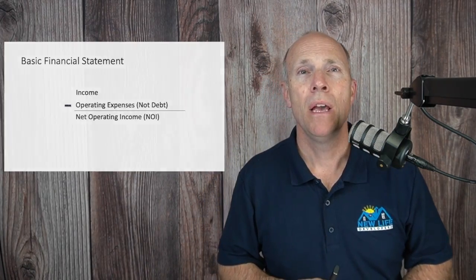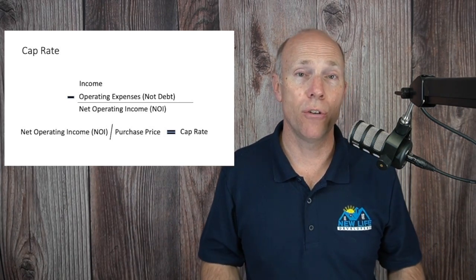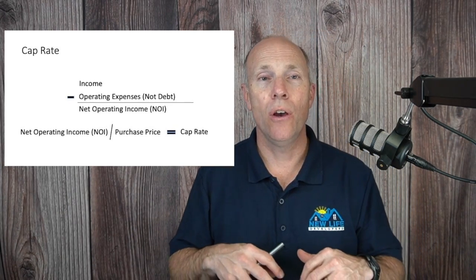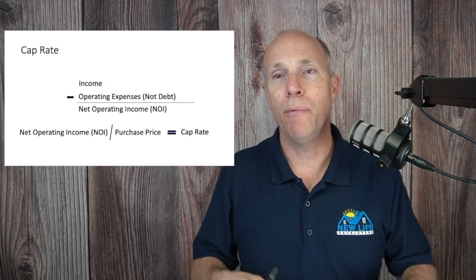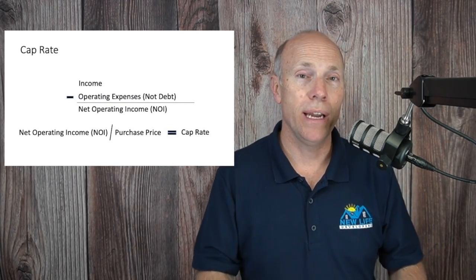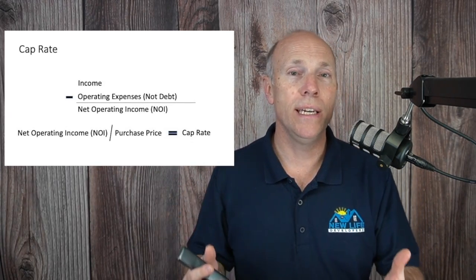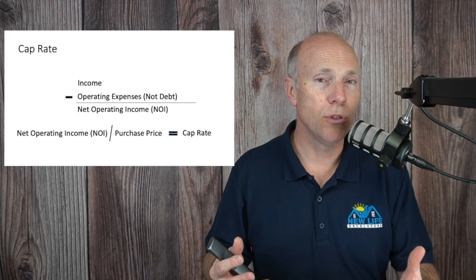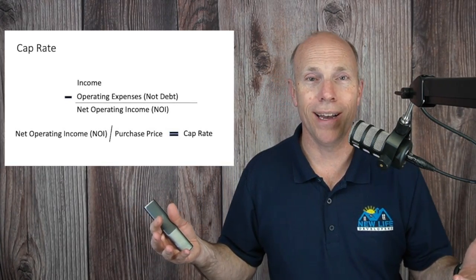So we talked a little bit last time about the capitalization or the cap rate. The cap rate is, what if I paid all cash for this property? What's my rate of return? If we look back at this basic financial statement, we have income minus operating expenses equals the net operating income. Then we have almost everything we need to calculate the cap rate. The last piece we need is, what's the purchase price?